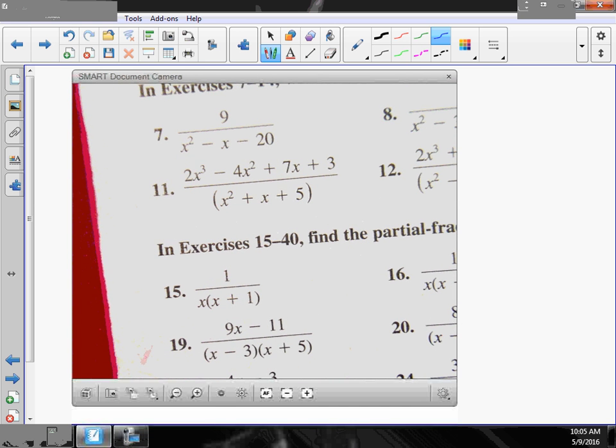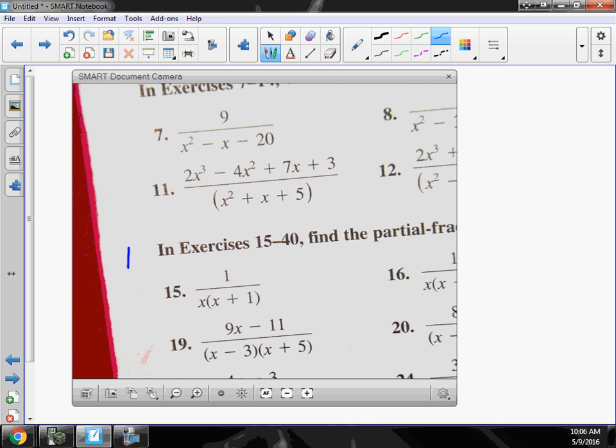I'm not going to make you do any of this, but just in case it shows up on the final. Number 11 is not proper. So what we need to do is divide it, and we have to use long division. Synthetic division won't work. We divide it, and we're going to get something with a remainder, and that remainder is guaranteed to be proper, right? The remainder is always less than the original denominator.